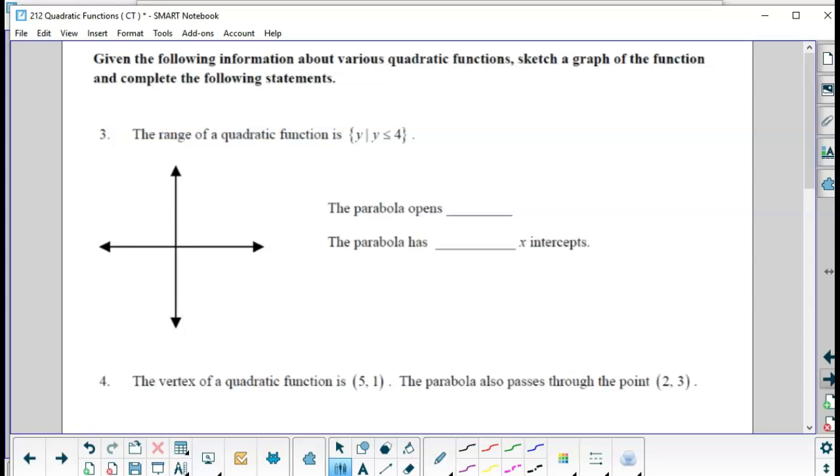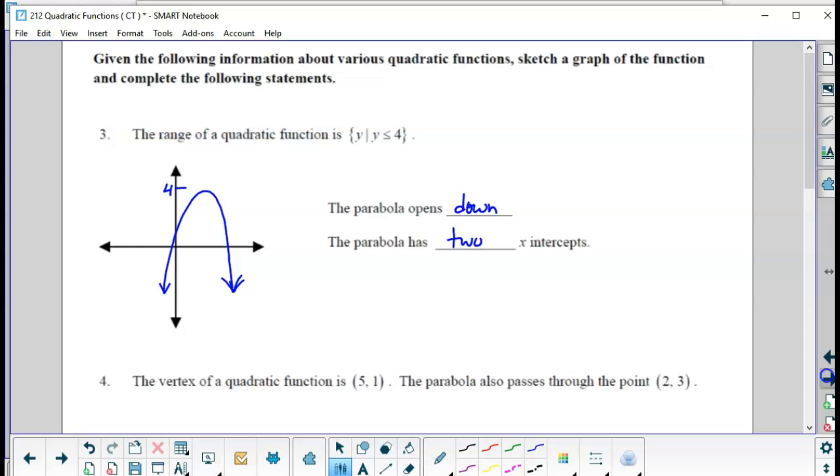It says, given the following information about various quadratic functions, sketch a graph. Complete the following statement. So if the range of the function is y less than or equal to 4, then what direction does it open? So if it's y less than or equal to, it opens down. And how many x-intercepts does it have? Well, y less than or equal to 4, there's many that you could show. There's one of them. But basically, this has to be 4, and your vertex has to be somewhere with a y value of 4. Opening down, so this would have to have 2 x-intercepts.